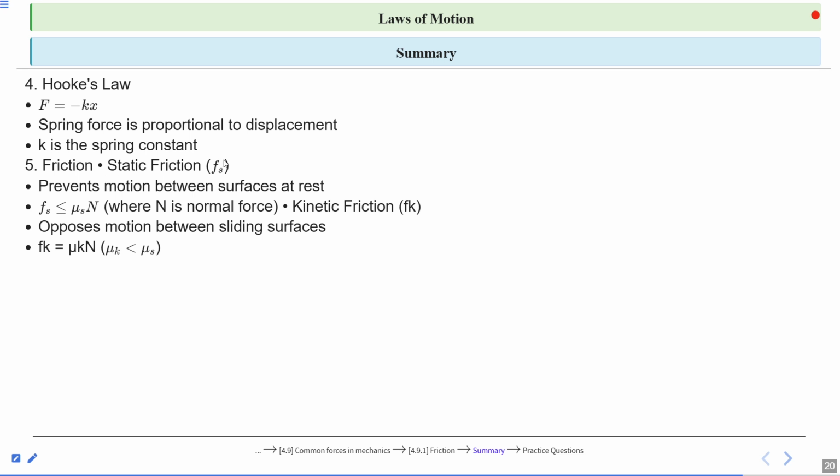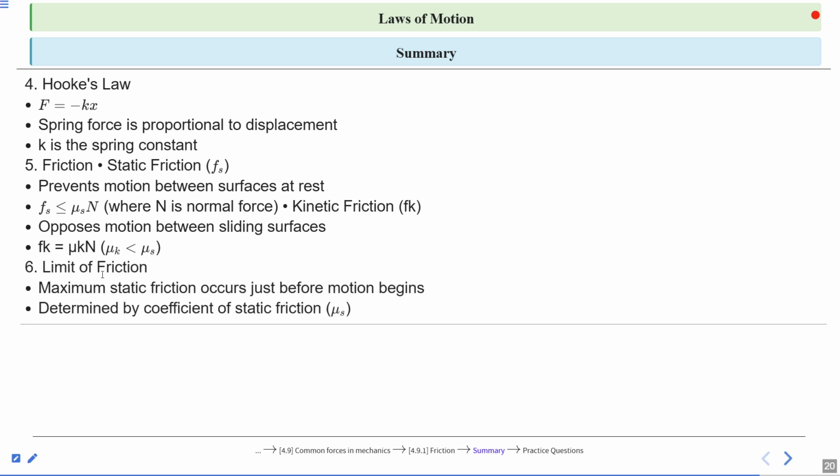Friction. Static friction Fs prevents motion between surfaces at rest. So Fs is less than or equal to mu s N, where N is the normal force. Kinetic friction Fk opposes motion between sliding surfaces. So Fk is equal to mu k N. Here mu k is less than mu s. Sixth is limit of friction. Maximum static friction occurs just before motion begins, determined by the coefficient of static friction.